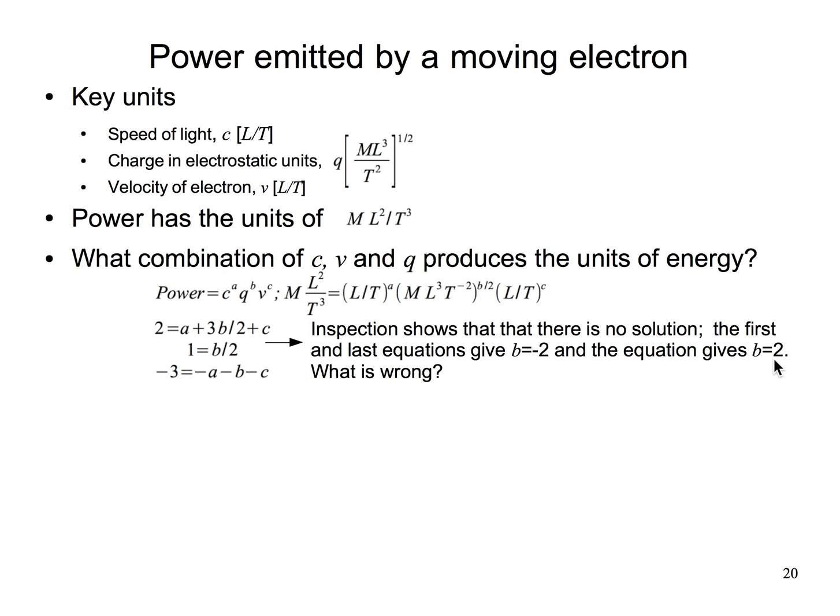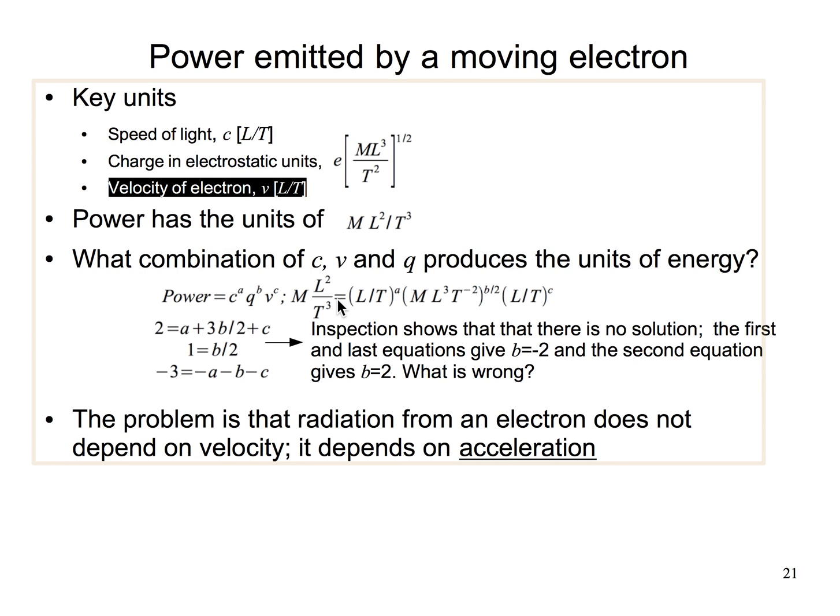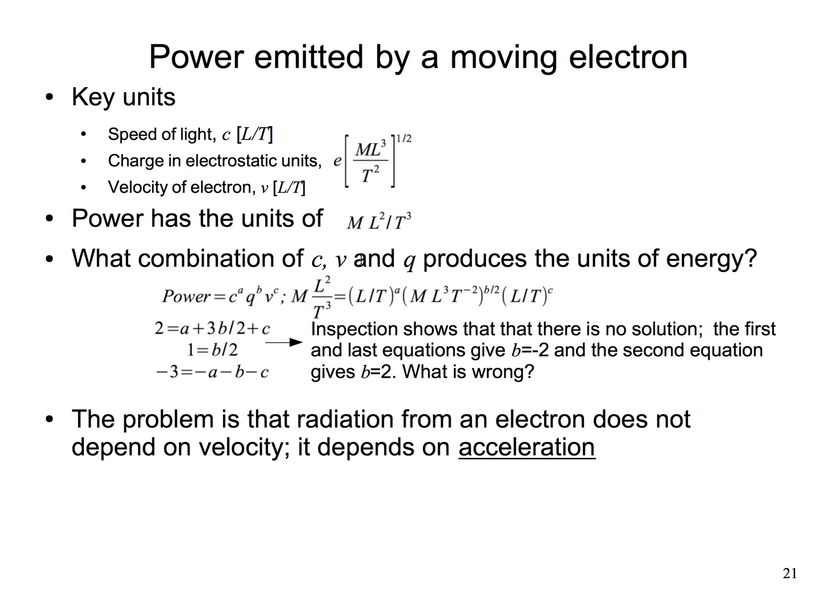And so what has happened? It turns out, here's a little insight for how you can use dimensional analysis to figure out if you're on the wrong track. The problem is radiation from an electron does not depend on velocity. It depends on acceleration. So we started with an improper assumption that velocity is going to get us power. And it doesn't.